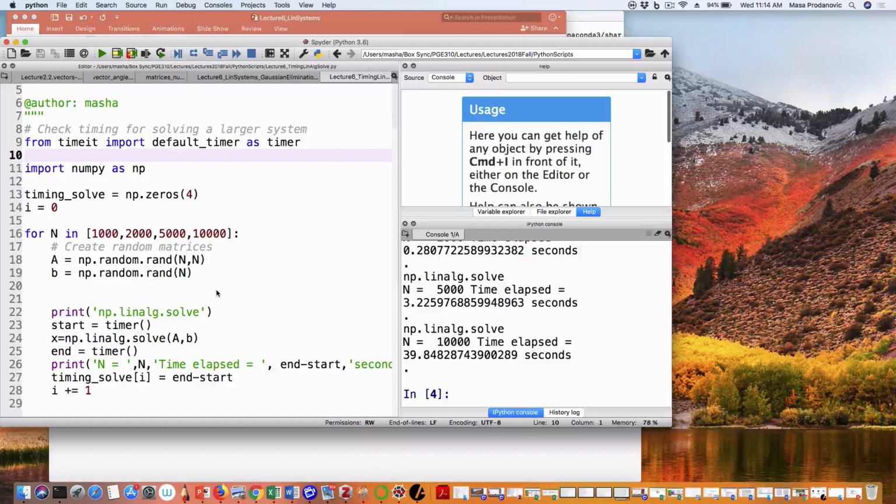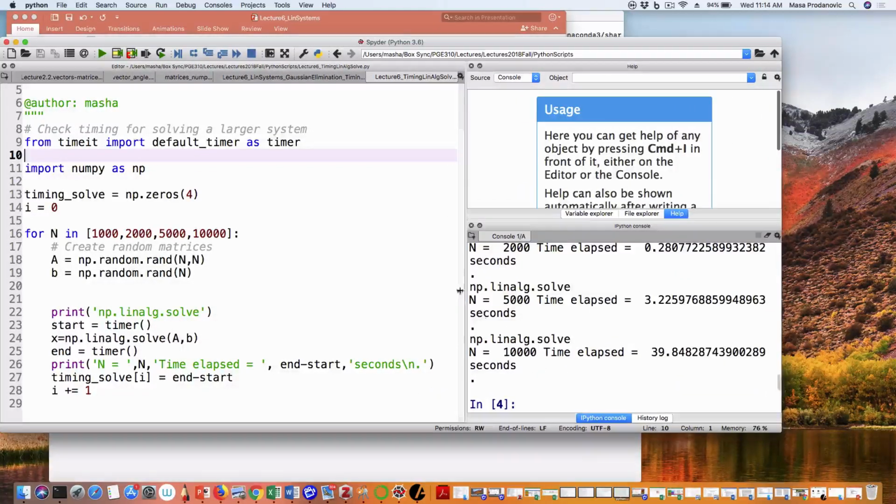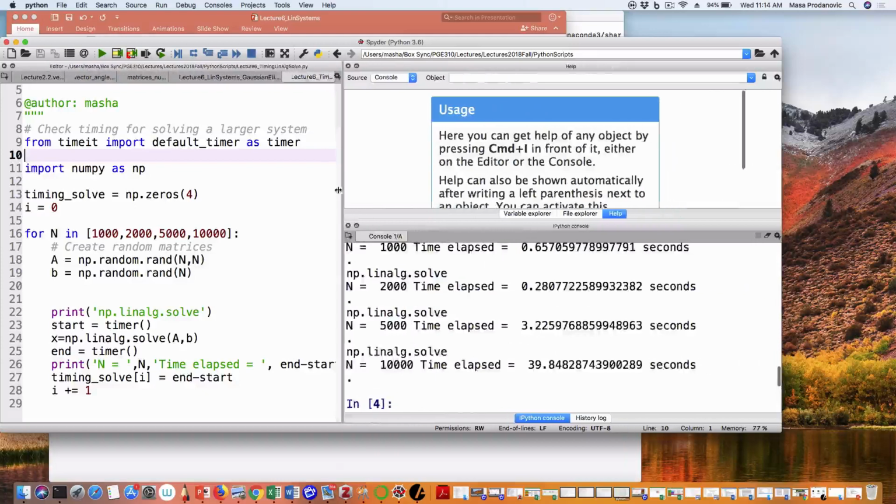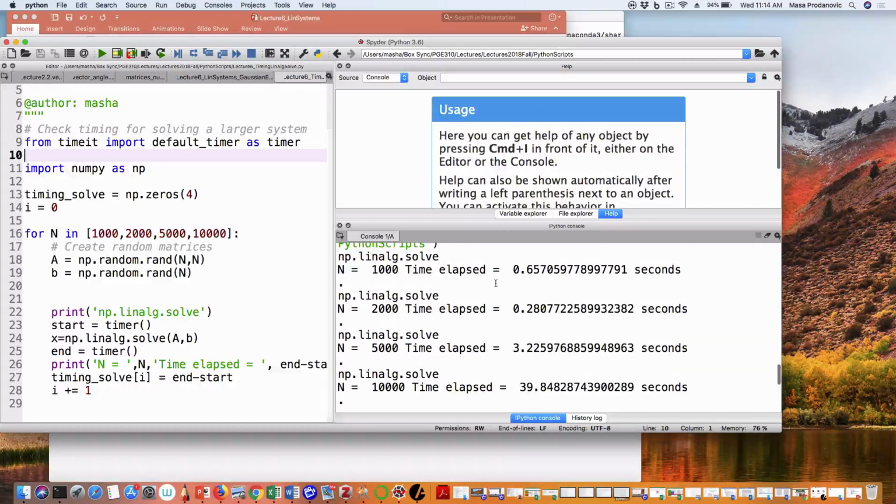Okay, great. So I executed it, and it took about 40 seconds for 10,000. I'm not going to execute it now, but I executed it just before coming to class. So this is what I got on my laptop. My laptop is nothing to write home about in terms of speed. You might have a better one. So 1,000 by 1,000 took 0.65 seconds. You blink in that time. It wasn't something that I would be concerned about.